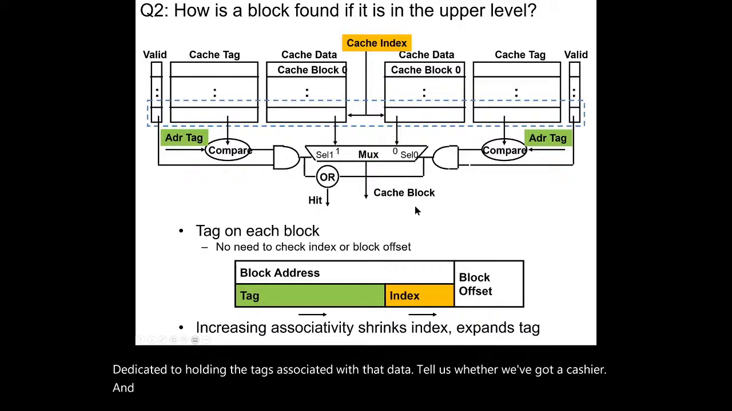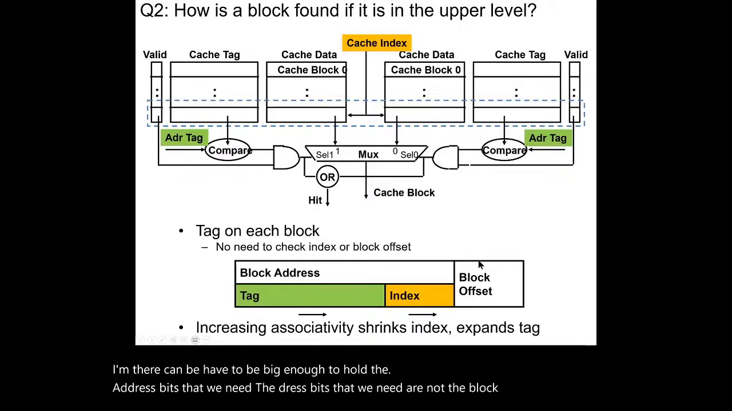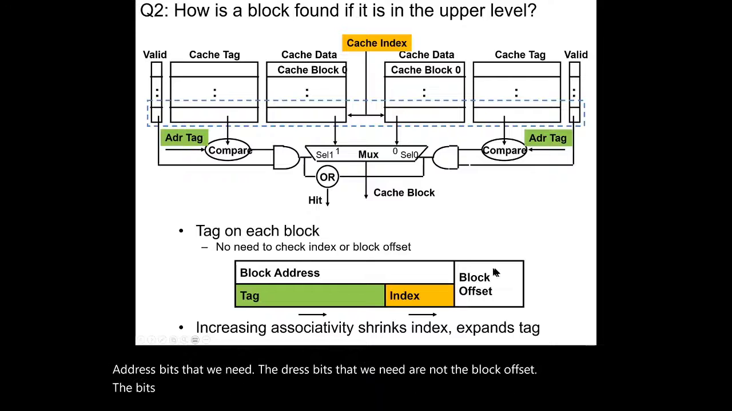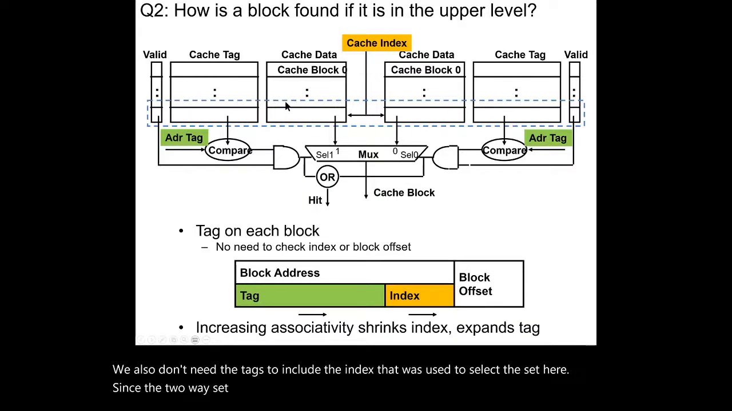And you might ask, how big do these tags have to be? Well, they have to be big enough to hold the address bits that we need. The address bits that we need are not the block offset, the bits that tell you which byte or which word within the cache line you're actually accessing. We also don't need the tags to include the index that was used to select the set here. So it's the two-way set associative cache. This is a way, and this is one set indexed with a particular cache index.